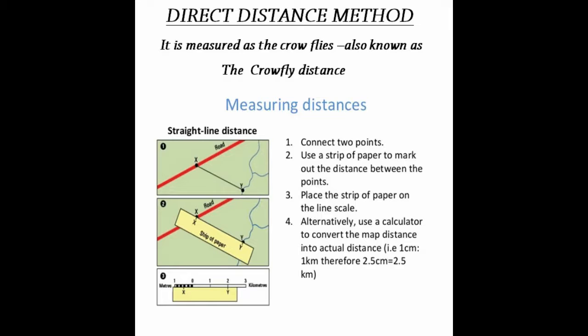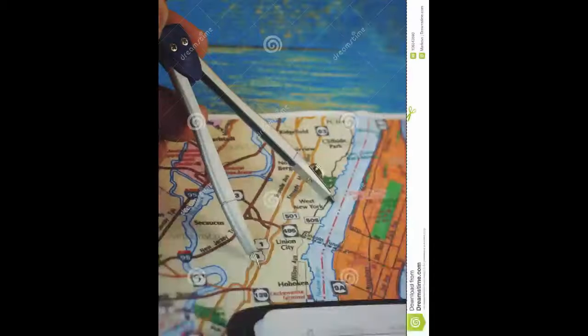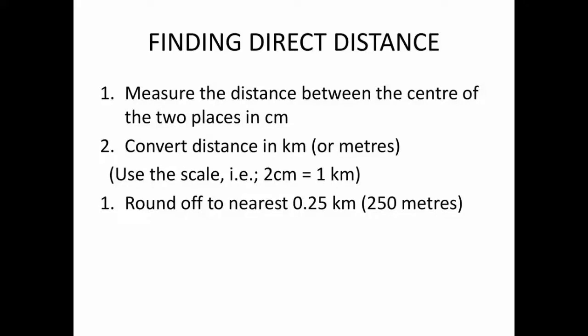It is measured by placing a strip of paper along the needed line. You have to mark the points on the strip and then place the strip of paper on the linear scale given at the bottom of the map. With a pair of dividers, you can also measure the direct distance. To find the direct distance, measure the distance between the centers of the two places in centimeters. Now convert it into kilometers or meters according to the scale which is given and then round it off to the nearest kilometer or meter.